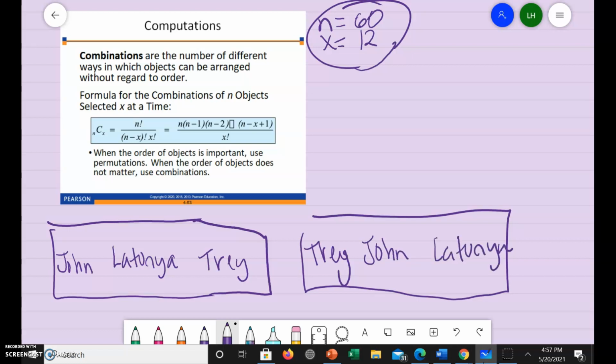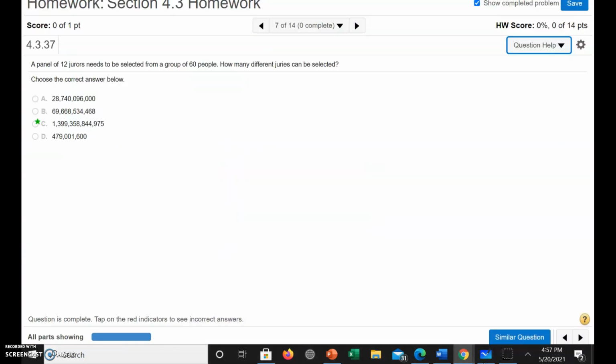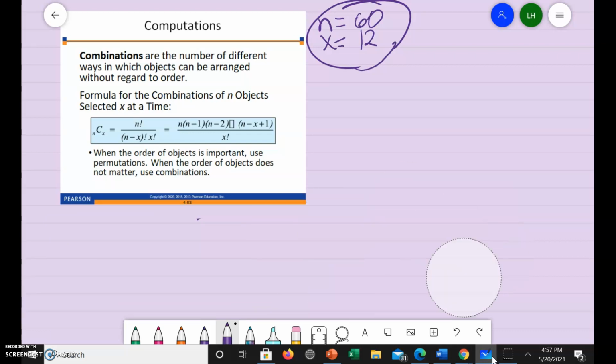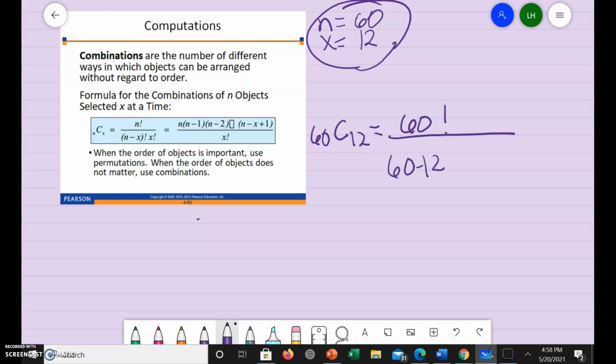Does that matter? No, they're still on the jury, and it's still the same people. They're just in a different order. So we would not count that twice, just to make sure that makes sense. Okay, so N is 60, C 12, if you're putting it in the calculator. So 60 factorial over 60 minus 12 factorial, and then 12 factorial.